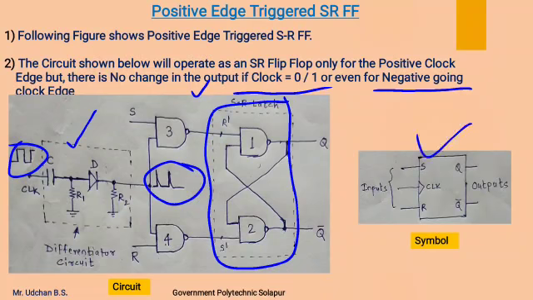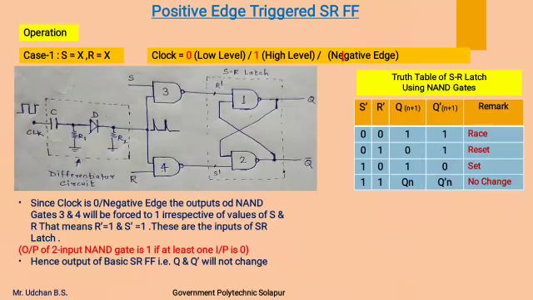This is the symbol of the positive edge triggered SR flip-flop. The S and R, these are the two inputs. Q and Q complement are the outputs, and a clock input is applied over here, and the clock has a symbol like this, which shows that the flip-flop is an edge triggered flip-flop. Now we will see the operation.